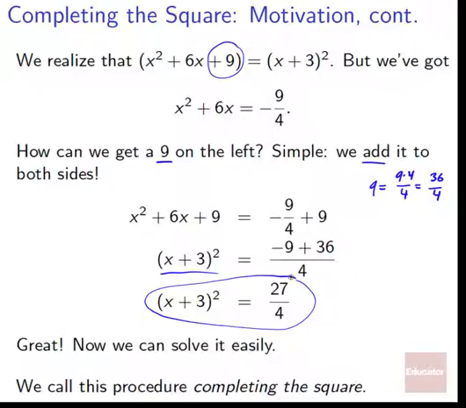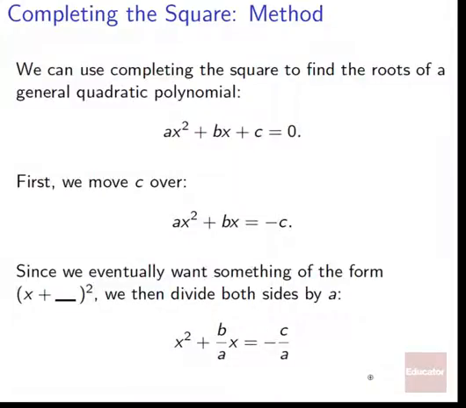Easy. We call this procedure, once again, completing the square, because we're going from a form that doesn't really have this nice squared chunk to one that does have this nice squared chunk, just minus some other factor or plus some other factor. We can do this in general. We can do this for a general quadratic polynomial, ax squared plus bx plus c equals 0. We basically follow the exact same method that we just did with numbers.